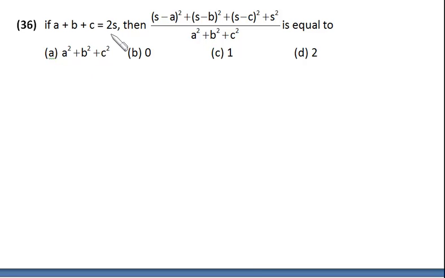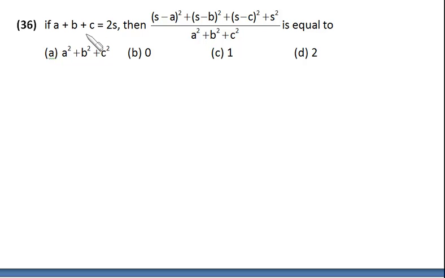If a plus b plus c is equal to 2s, then the value of this is equal to... Once again, I am going to assume the values of a, b and c. Since a plus b plus c is 2s and I want the value of s also, the values should be chosen in such a manner that the sum becomes an even number, so you don't get a fractional value of s, to avoid lengthy calculations.